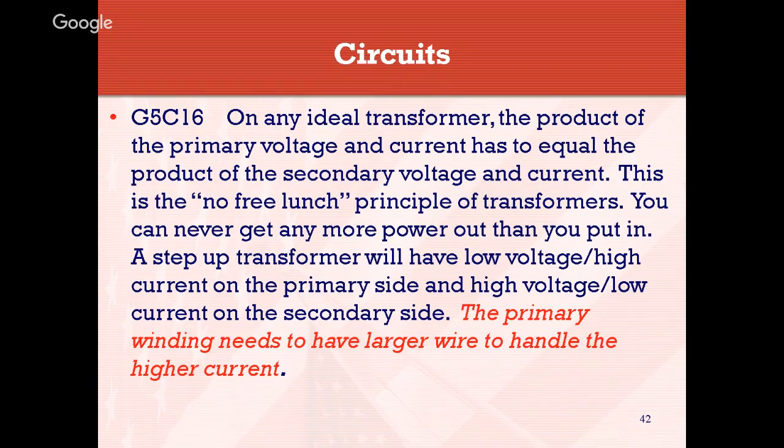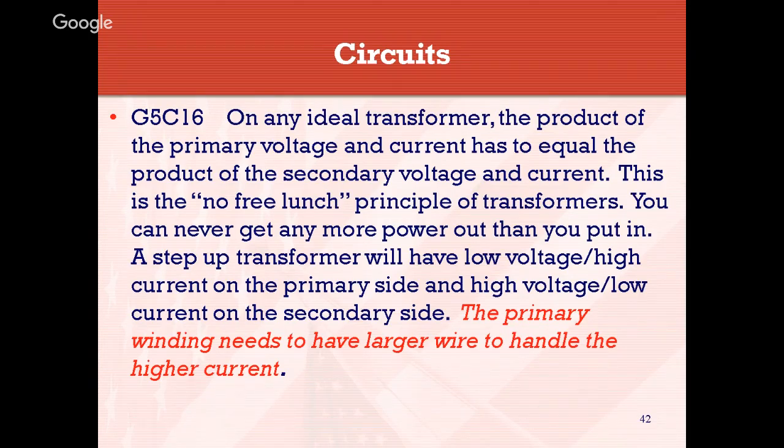On any ideal transformer, the product of the primary voltage and current has to equal the product of the secondary voltage and current. Read that again. On any ideal transformer, the product of the primary voltage and current has to equal the product of the secondary voltage and current. In other words, this is one of those no free lunch principles of transformers. You can't get any more power out than you put in.